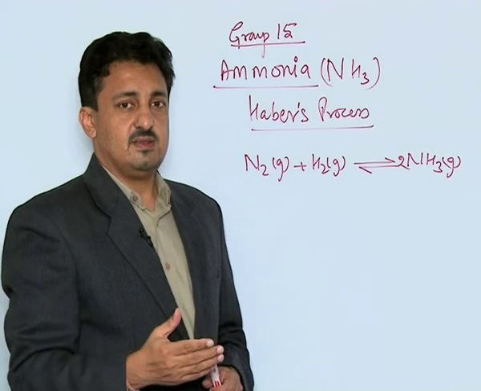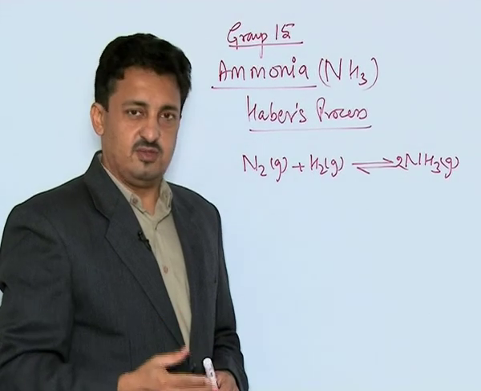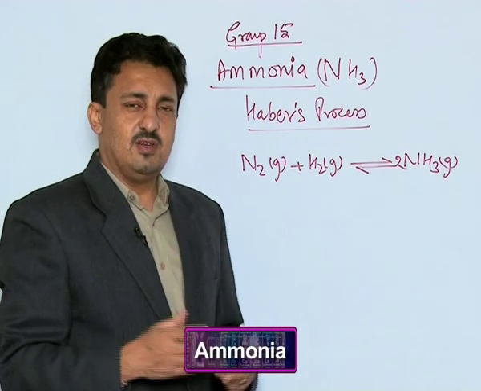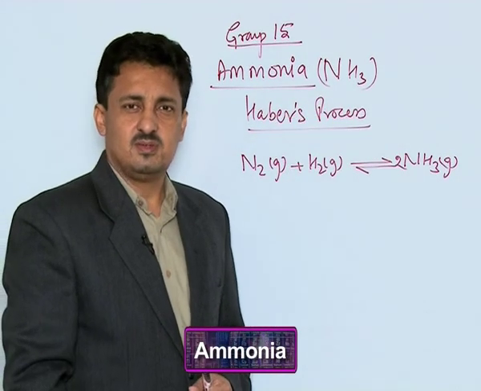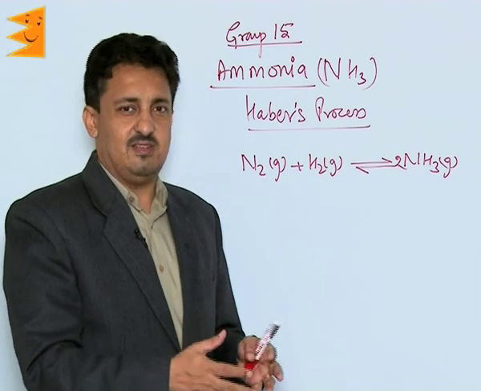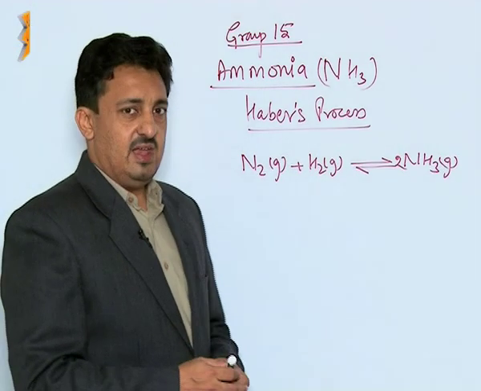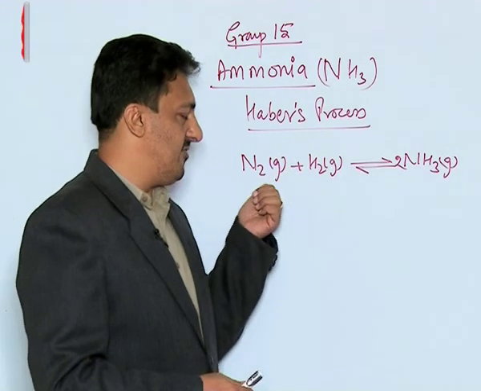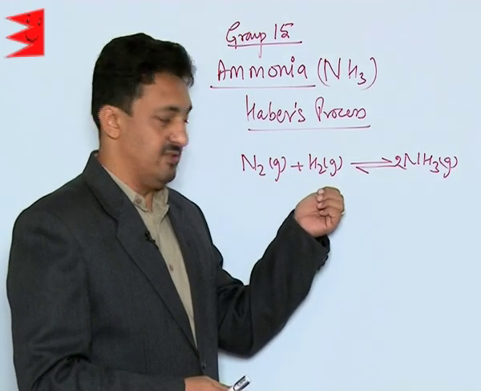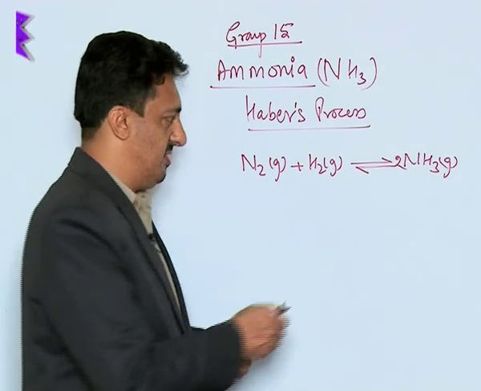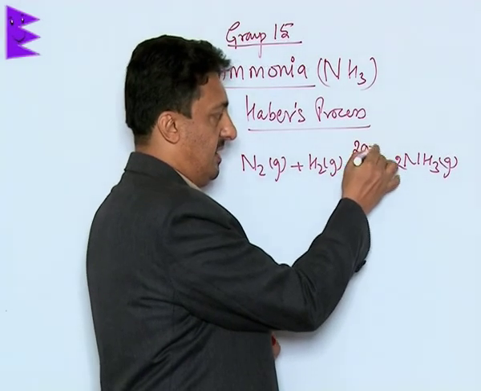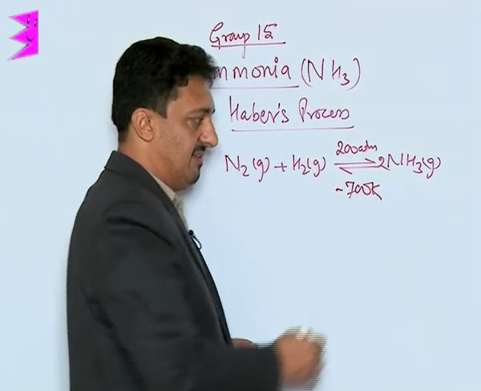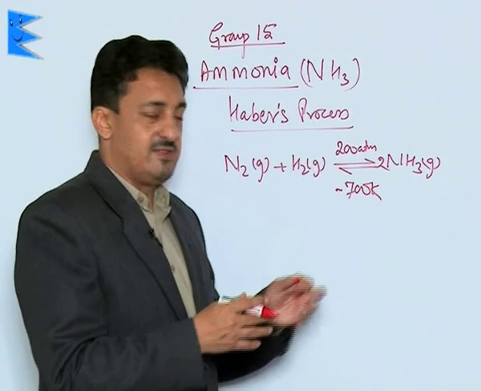Now let us see the compounds of nitrogen. The first one is ammonia, NH3. We know it's a very important commercial compound, very commonly used in the lab as well as industrially. It is prepared industrially by a process called Haber's process, in which gaseous nitrogen is mixed with gaseous hydrogen under a very high pressure of about 200 atm and a temperature of around 700 Kelvin, where these two combine to form ammonia.